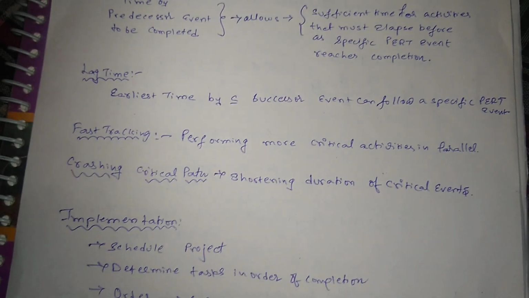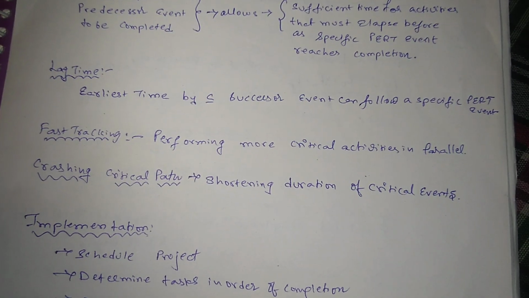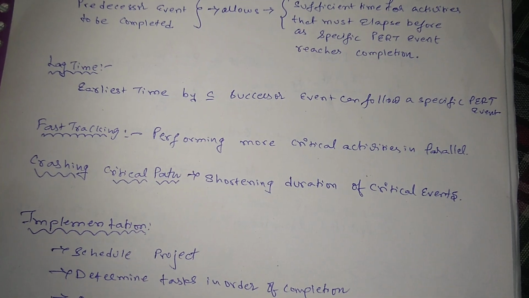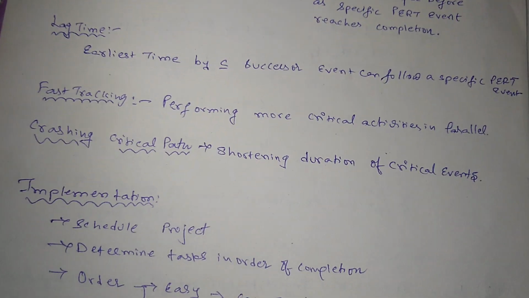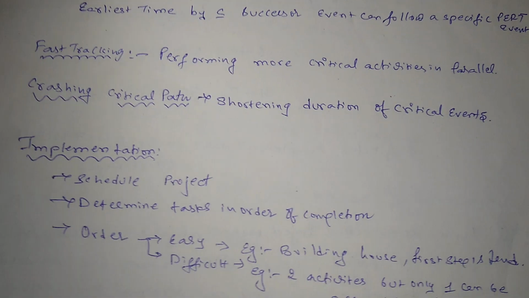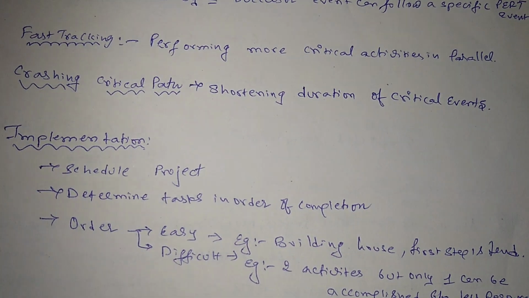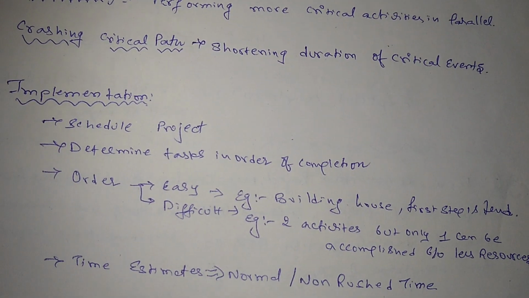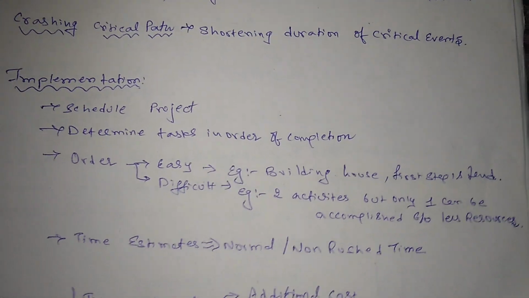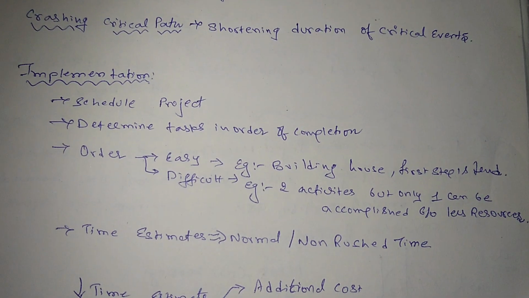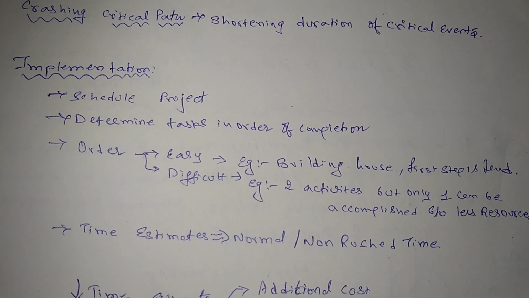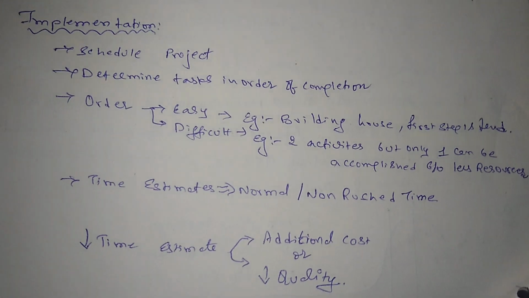The next is lag time. It is the earliest time by which a successor event can follow a specific event. Fast tracking: performing more critical activities in parallel. Crashing the critical path: shortening the duration of the critical paths. So this is the advantage in PERT, we can even shorten the duration of the event or project.